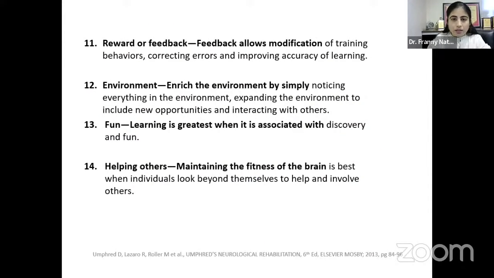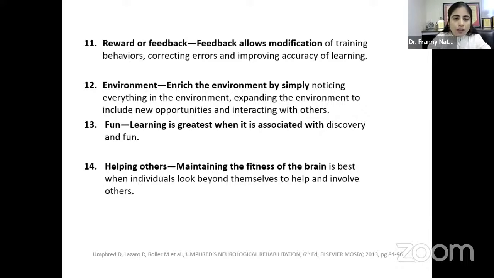So those were certain principles of neuroplasticity. I found 4 more principles from the book Umphred's Neurological Rehabilitation, 6th edition, and I liked all 4 of the additional principles that have been given.